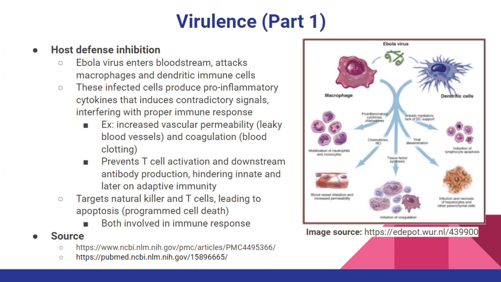But because there are so many cytokines being released at once, this causes contradictory signaling, which interferes with proper immune response. For example, some cytokines would increase vascular permeability, leading to leaky blood vessels, and other cytokines would cause coagulation or blood clotting. The effects of these will be explained in a later slide.